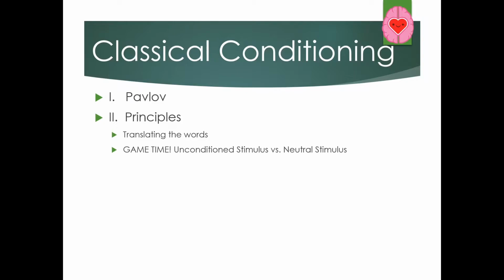There are 5 basic vocabulary terms that you're going to have to know and be able to use. And to help you, I'm going to translate those words just like we did with classical conditioning. But we're also going to play a game. Yay! The game's called Unconditioned Stimulus versus Neutral Stimulus. I hope you have fun. Third thing we're going to talk about are factors influencing classical conditioning.